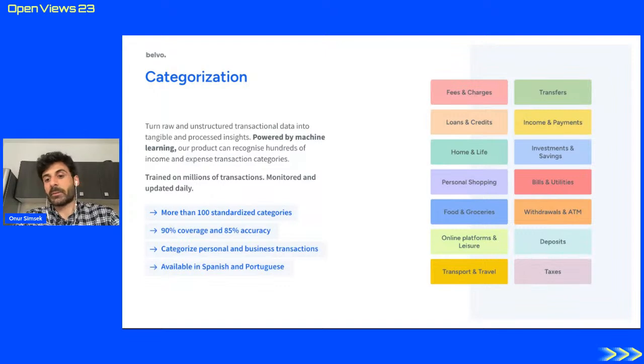When we think about the lending business, for example, this is so important for deciding whether to approve the loan, because every income type provides you different insights and information while making this approval decision. So far, we have 90% coverage in 3 markets: Mexico, Colombia, and Brazil. And we have 85% accuracy, and month by month we are improving it. As I mentioned, we are labeling 10,000 data points per month, and it has helped us a lot to improve our system. We are providing personal and business transactions. We categorize them, and we are available in Spanish and Portuguese.